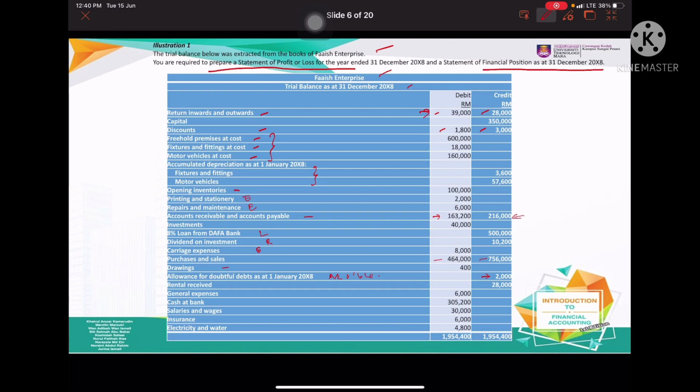Rental received is our revenue. General expenses, only one item given. Cash at bank is our current asset. Salaries and wages, our expense. Insurance, our expense. Electricity and water is our expense. Let me write down non-current asset. This is accumulated depreciation. So this is all the items being given in our trial balance.